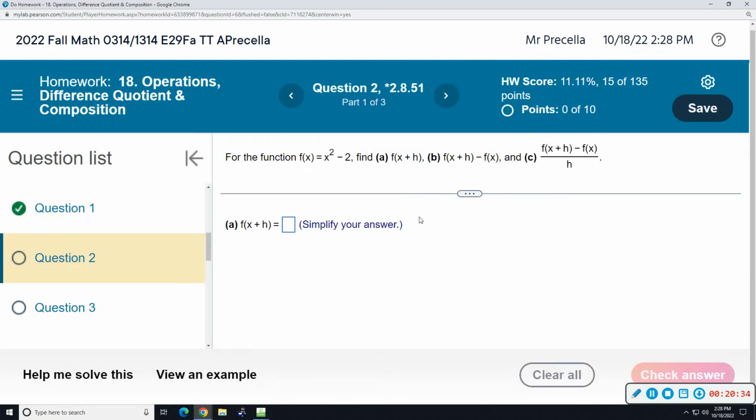Okay, number 2. This is the second topic in this assignment: difference quotients.